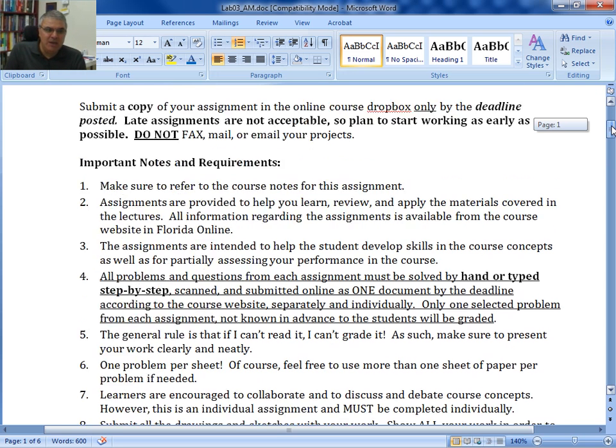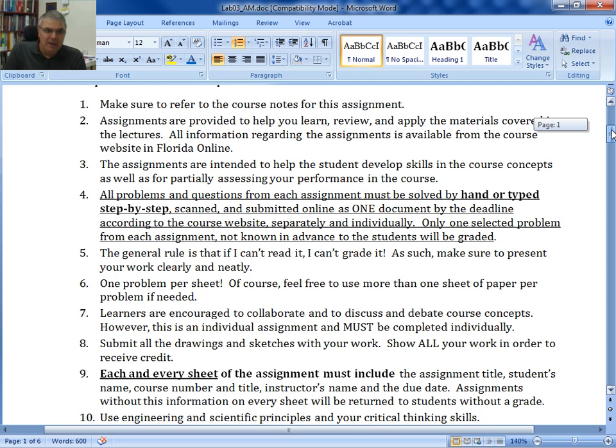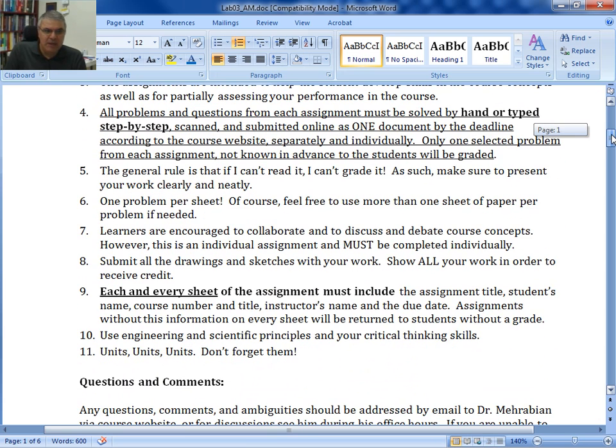If I can't read it, I really can't grade it, and you don't expect me to grade something that I can't read. So you must present your work clearly and neatly. I'm not going to subtract any points from you if your work is not neat, but the only problem I have with that is I can't read it. So make sure it's something that I can read.